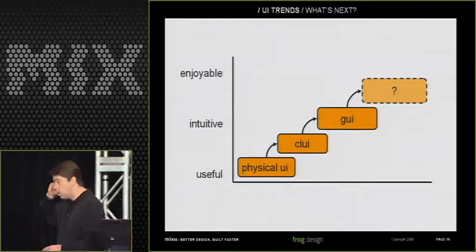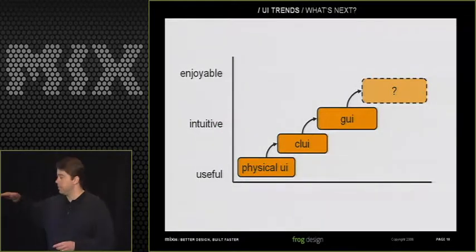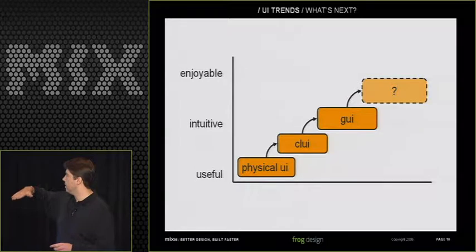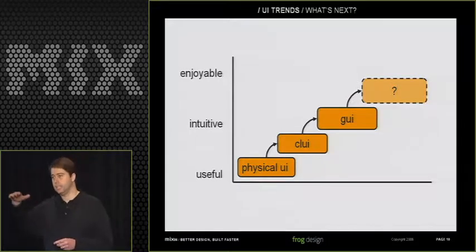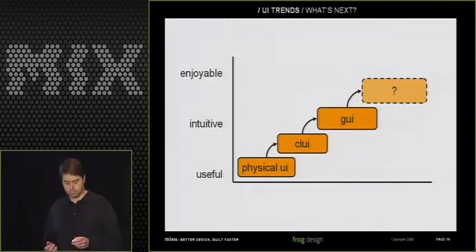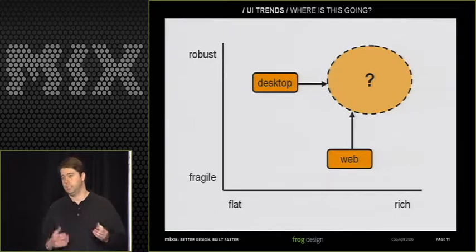Okay, so where is this going? This is a simplified scale, but there's a physical UI, directly manipulating the bits in the computer, to CLUI, command line user interface, and then that evolves to a graphical user interface. And I feel like we're on the verge of the next step. And what is that next step? We're on the verge of a new UI paradigm. And so what is that? I think it is essentially the merging of these web worlds and desktop worlds.